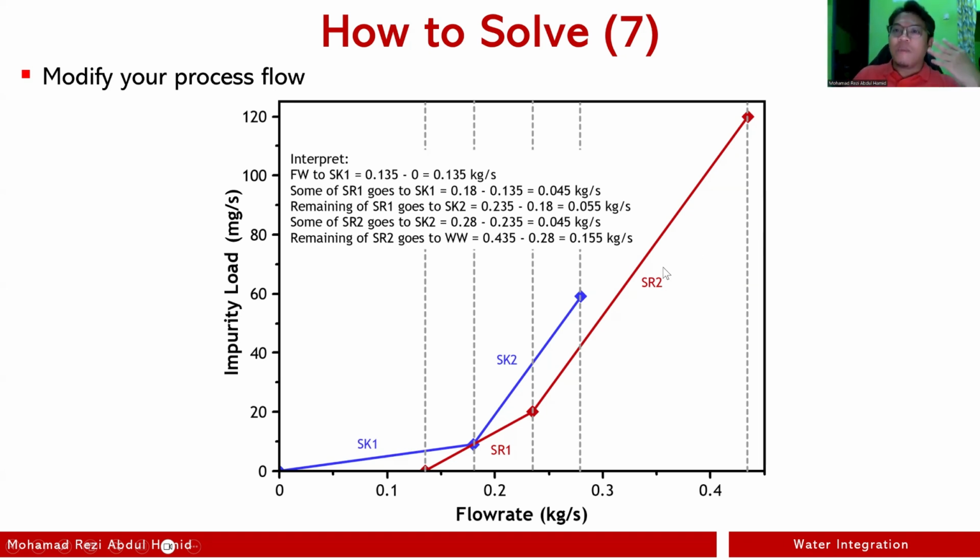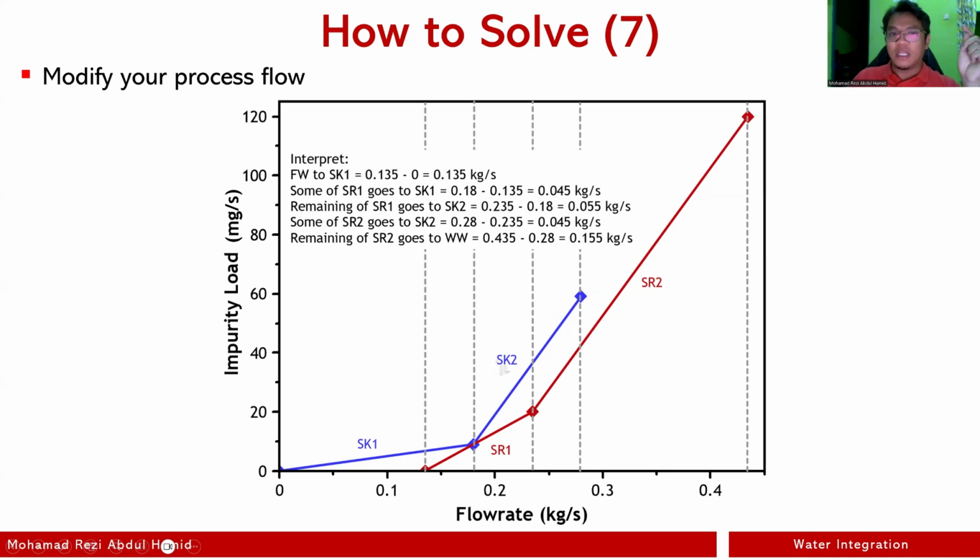Now in this case, how much wastewater will be generated is between here and here. So it's around, let's see, 0.28 until 0.435. So 0.435 minus 0.28 is 0.155. So I'm generating 0.155 kilogram per second of wastewater, and it is coming from SR2. So SR2 is generating 0.155 kilogram per second of wastewater. Now, fresh water needs to be supplied to SK1, which we'll see later, and it is 0.135.